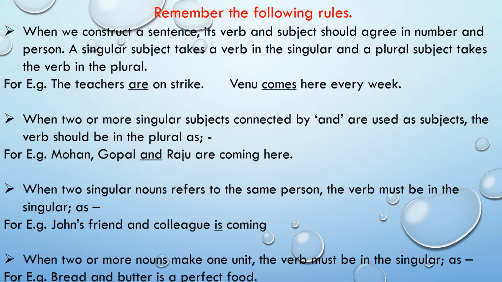When two or more nouns make one unit, the verb must be in the singular. So if two or more nouns become one unit, like bread and butter, children, it is one unit. It is not two units. It is not two nouns, but one unit. Cup and saucer, that is one unit. So always use is. Two and two makes four. So remember that.